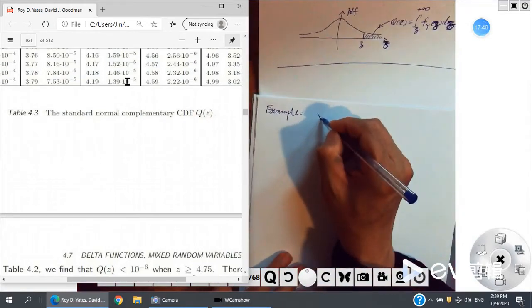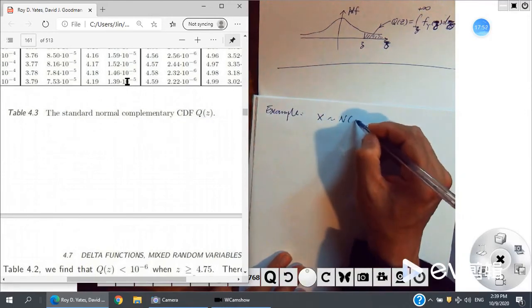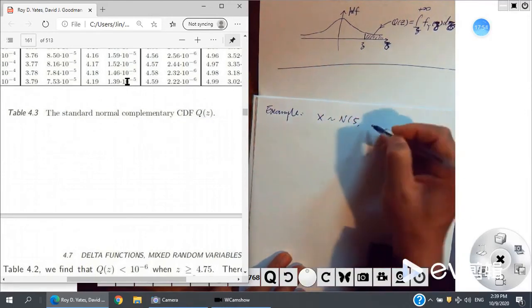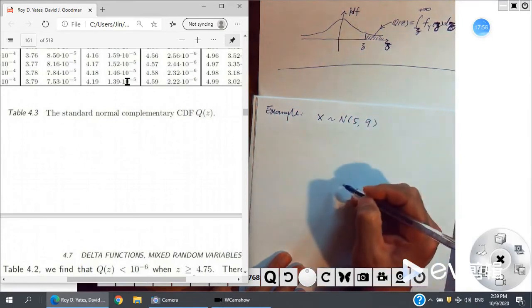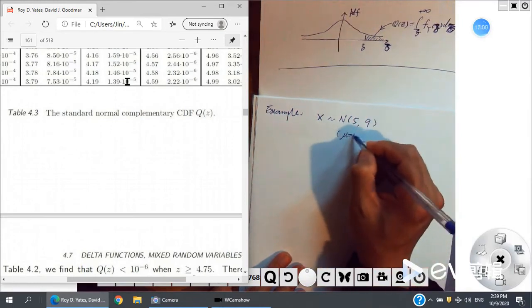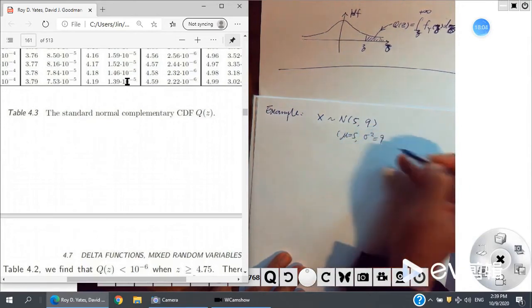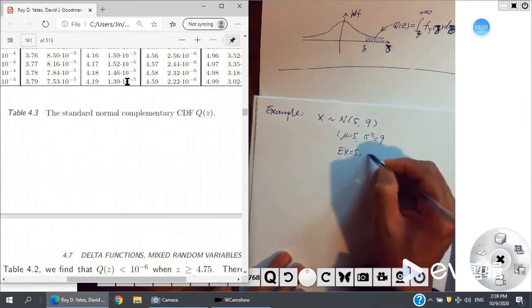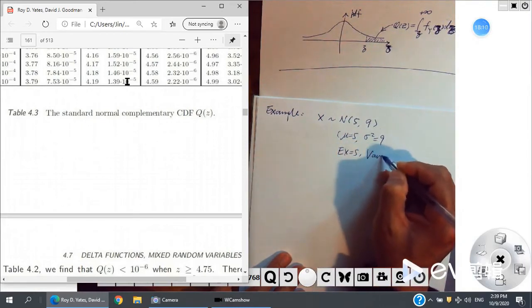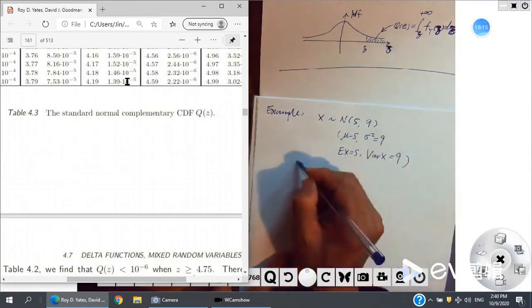Suppose X obeys a normal distribution with mu equal to 5 and sigma equal to 9. That means mu is 5 and sigma squared is 9. So in other words, E[X] is 5 and the variance of X is 9. Okay, so this is X.